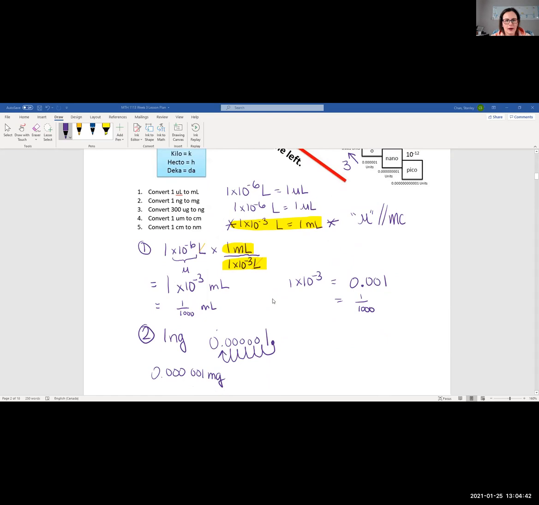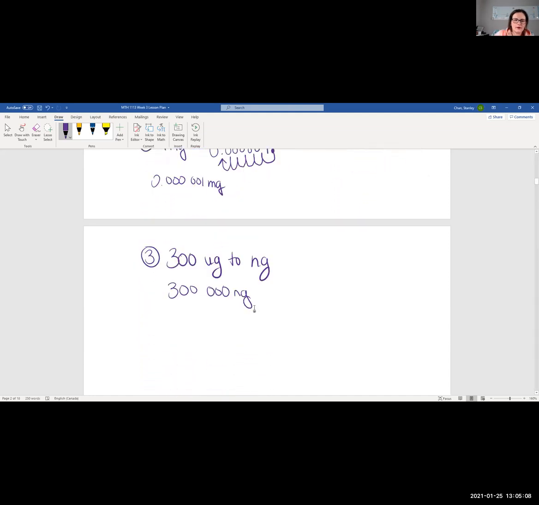And we're going to convert 1 micrometer to centimeters. There we go. All right, so we've moved the decimal 1, 2, 3, 4. Let me see again. 1, 2, 3, 4. Excellent. Thank you, Adam. So the correct answer is 0.0001 centimeters.